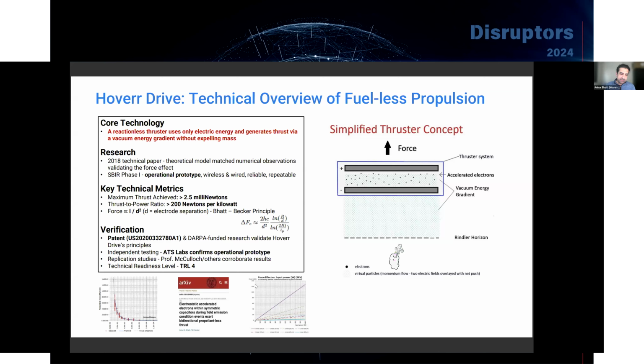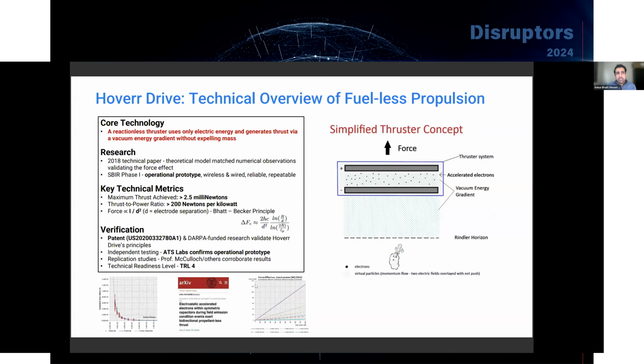The reason we thought this is because physicists like Fulling, Davies, Unruh, Rindler, McCulloch, and also Hawking all propose that there might be a physical horizon which can create a gradient. So this is the vacuum gradient that can push an object around. In 2018, we wrote a technical paper. We matched our theoretical model to our observations, and they did match.